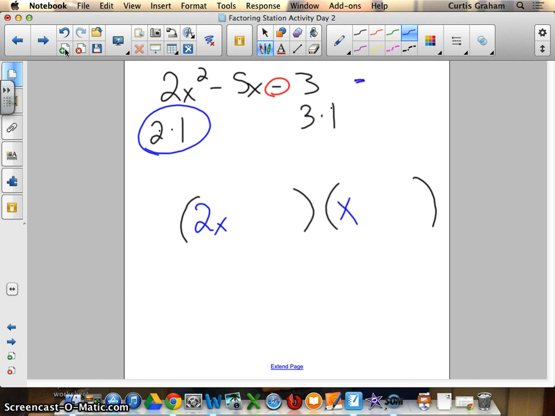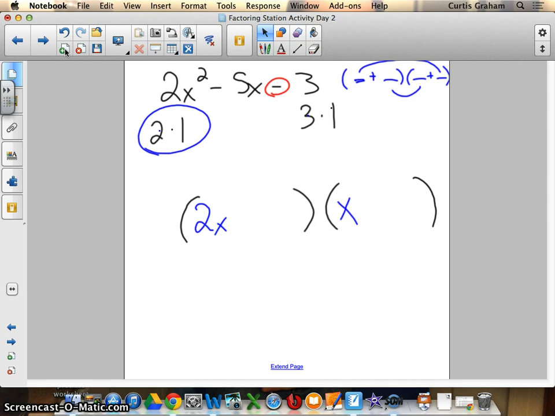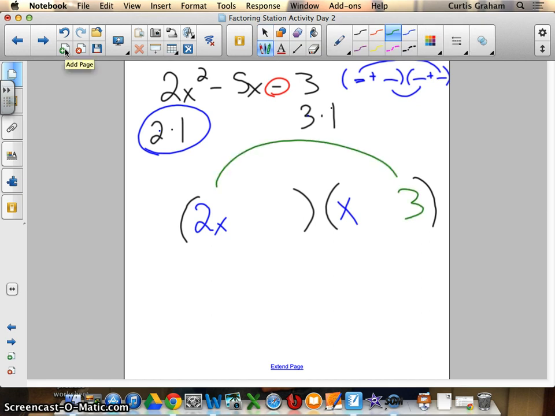And then you know the way that FOIL works. You have your terms like this. And these two terms multiply, and these two terms multiply. So if I put the 2x here in my combination, I had to multiply 2 times 3, so I'm going to put the 3 right here. So that way I end up with 6. And I'm going to put the 1 right here. 1 times 1 is 1.